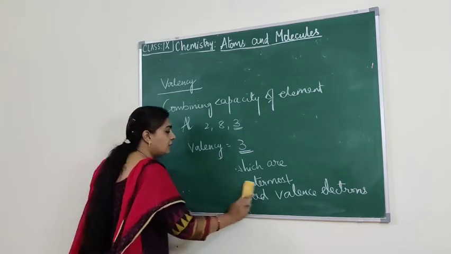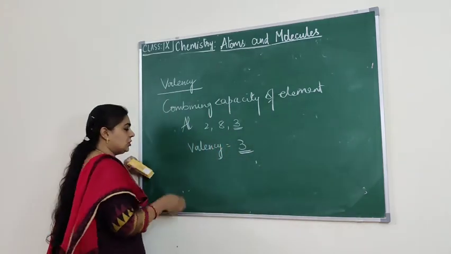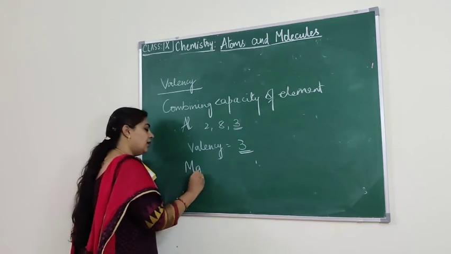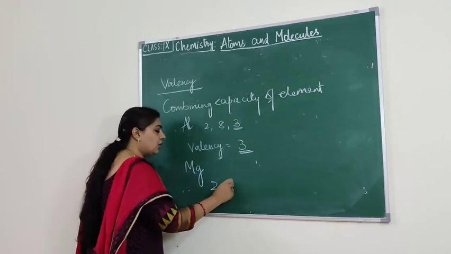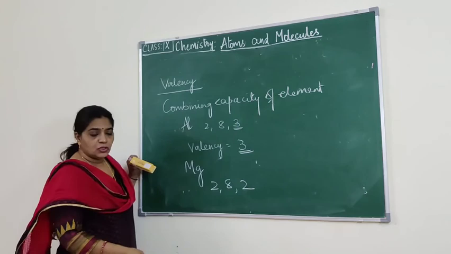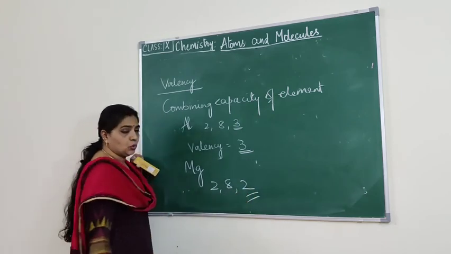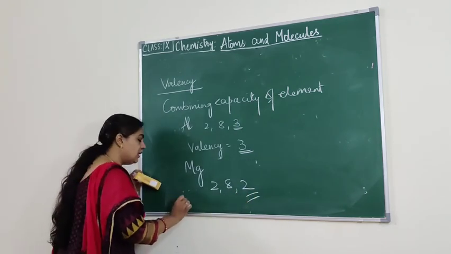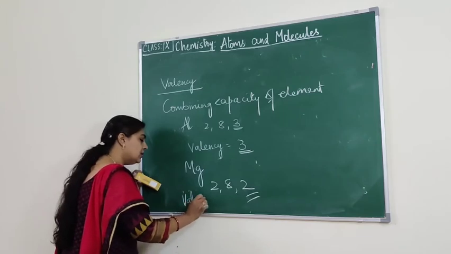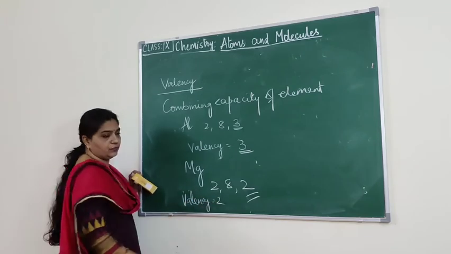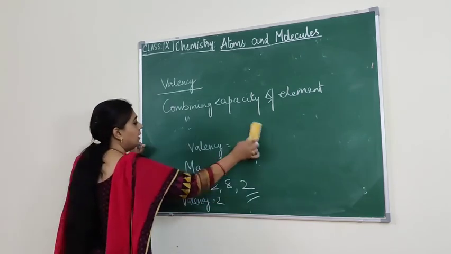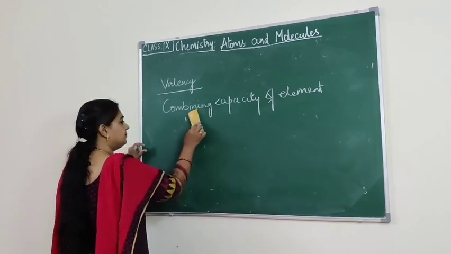Same way, let me write for magnesium. So when we talk about magnesium, it is 2, 8, 2. Atomic number of magnesium is 12. Valence electron is 2, right? So what is the valency? Valency is 2, right?